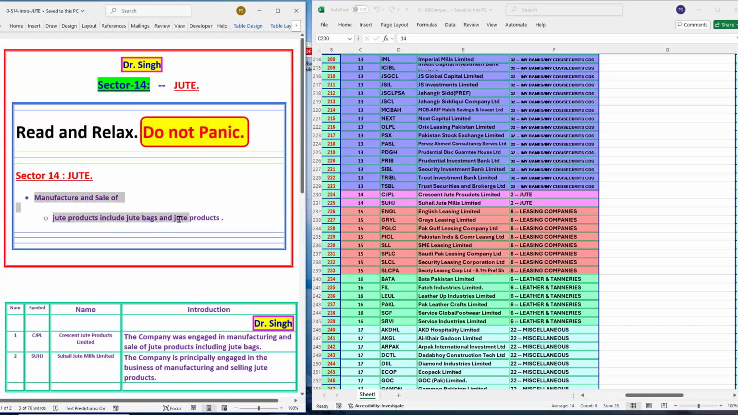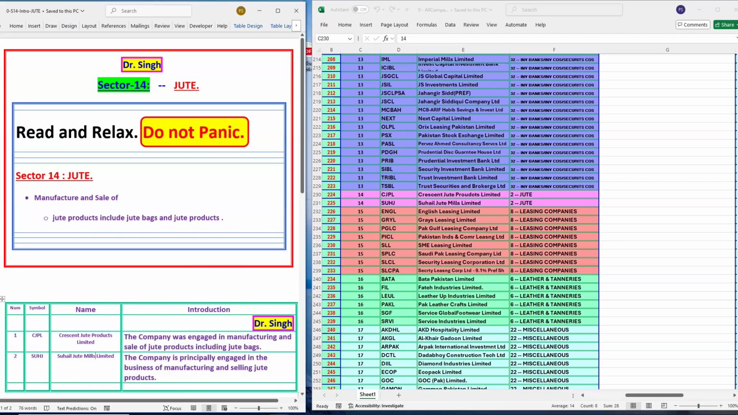Let's come over here. There are only two companies, as it says over here. The symbols are right over here, CJPL and SUHG. There are only two companies in JUTE. Crescent Jute Products is the first company. Suhail Jute Mills is the second one, and this is what they do, the products they try to bring into the market.